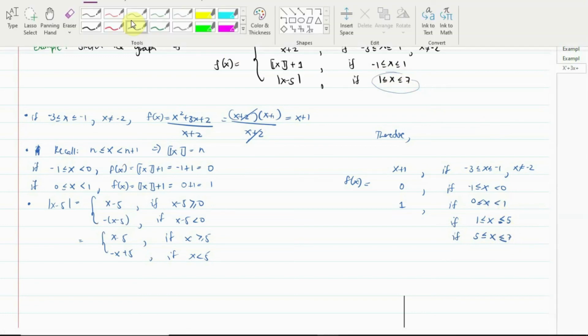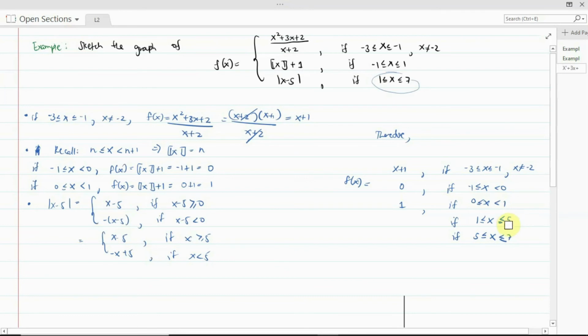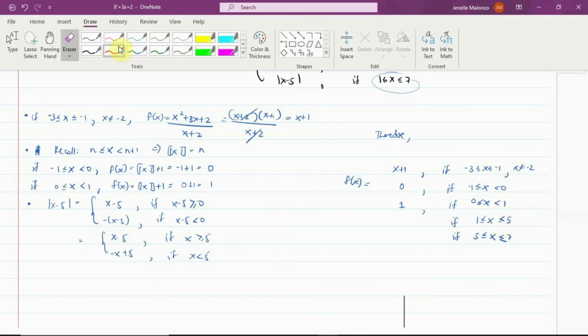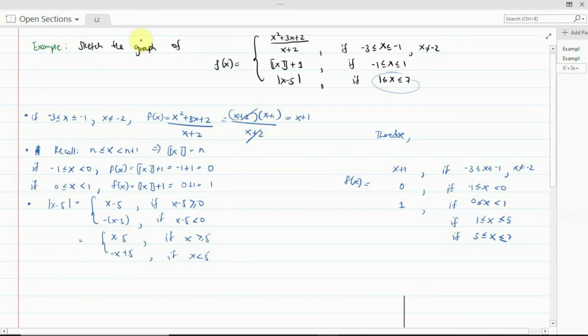Okay, let's erase. Let's just erase the equals. There. Okay? Why did we split it? Because if x is less than 5, according to this, what will we substitute for our absolute value? It's the negative of x minus 5 or negative x plus 5. And if x is greater than or equal to 5, we substitute x minus 5.